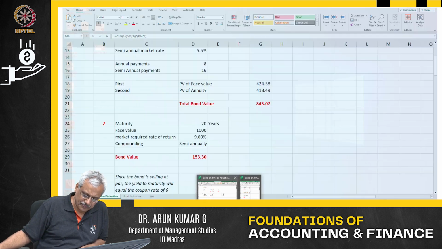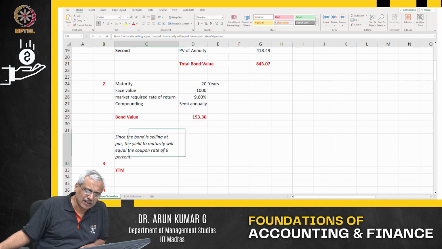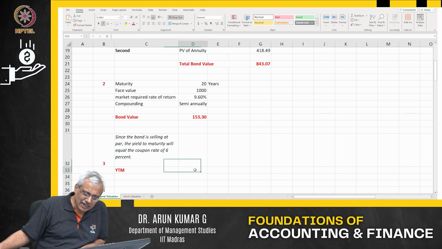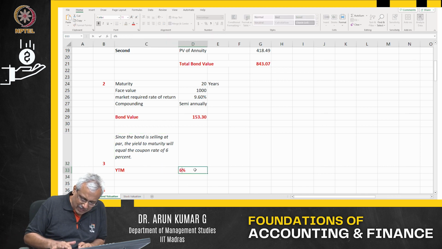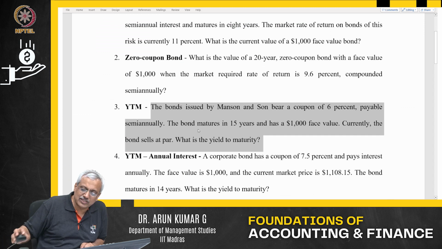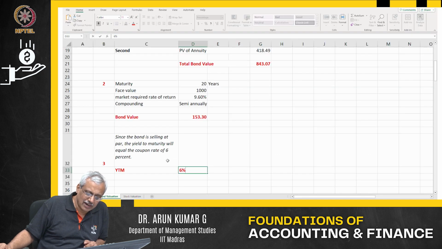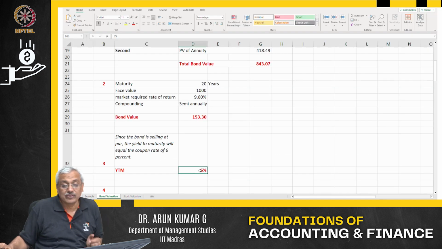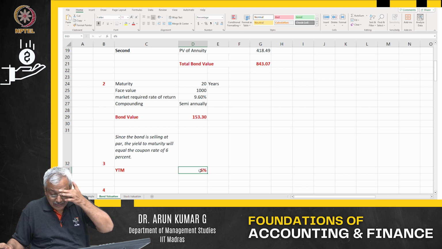Since the bond sells at par, the yield to maturity will be the same rate as the coupon rate. The coupon rate is 6%. The bond is selling at par. If the bond is selling at par, my YTM will also be 6%, and that's all we have to calculate. Look, no calculation.